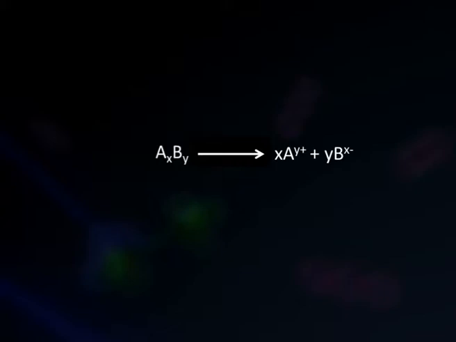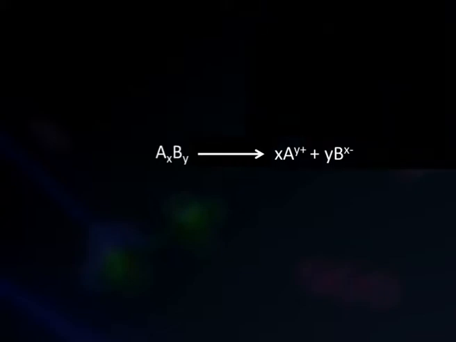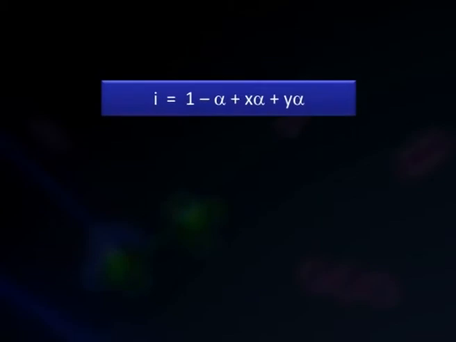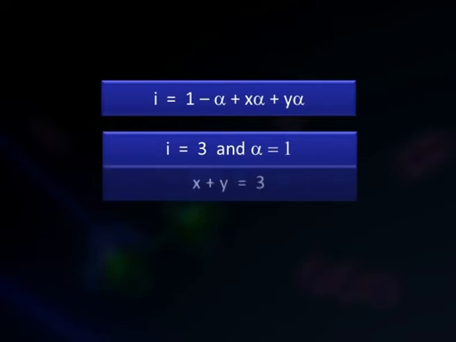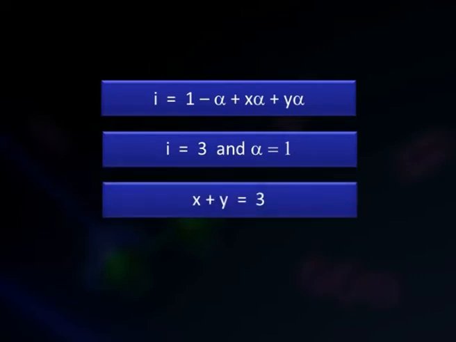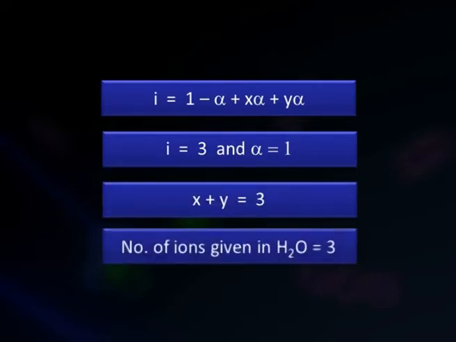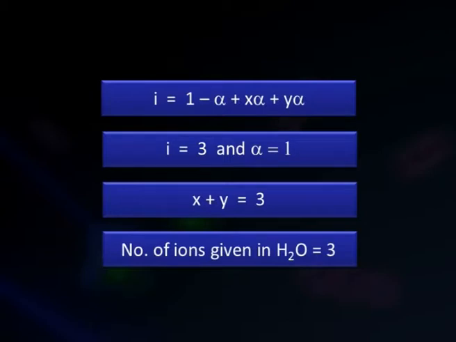minus. Therefore, we will get total number of ions after dissociation 1 minus alpha plus x alpha plus y alpha. Therefore, i will be equal to 1 minus alpha plus x alpha plus y alpha, and as i is equal to 3 and alpha equal to 1, putting all these values, we will get x plus y equal to 3. Therefore, number of ions given in water will be equal to 3.